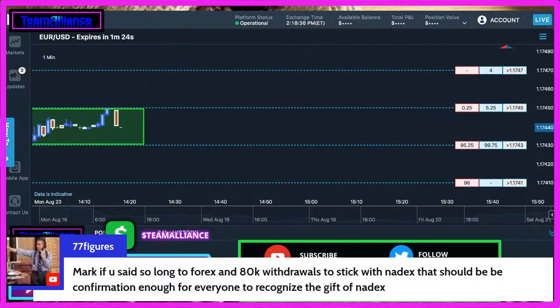See what Shani said. If you said so long to Forex and 80,000 in withdrawals to stick with NADEX, that should be confirmation enough for everyone to recognize the gift of NADEX. 100%.